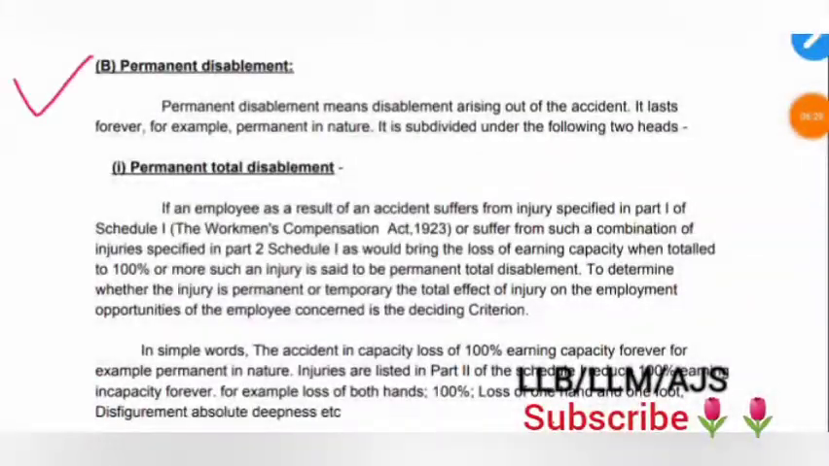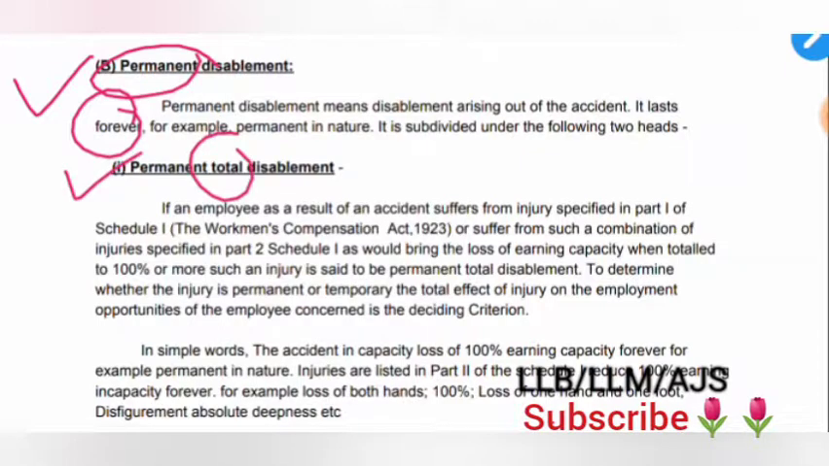Then comes permanent disablement. Permanent disablement means disablement arising out of the accident. It lasts forever, that's why it is permanent. For example, permanent in nature. It's subdivided under the following two heads: permanent total disablement and permanent partial disablement.